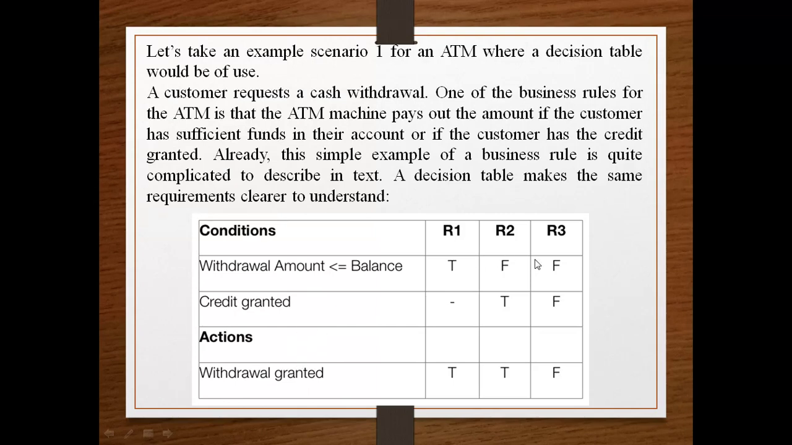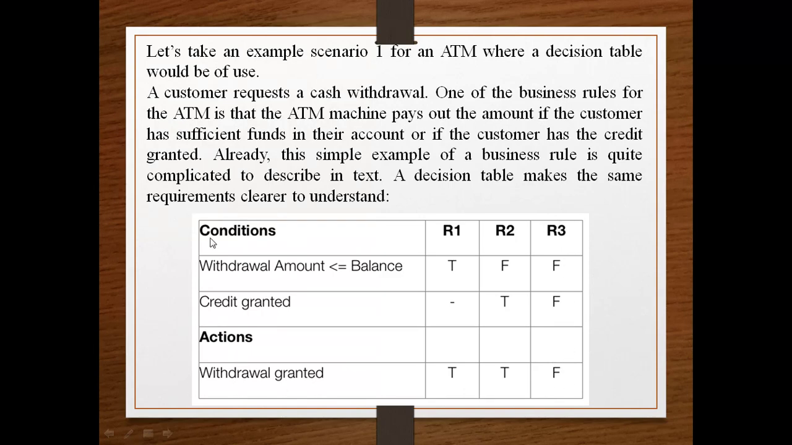Okay, let's go here. Rule 1, rule 2, rule 3. So withdrawal amount is less than or equal to balance, it's true, you write X or you write tick. Then what will be the action? Withdrawal is granted. If rule 2, just check, the withdrawal amount is greater than the balance. So it does not satisfy this condition, but the credit is granted, so I am going to give access for withdrawal. But if both the conditions are false, then I won't allow the withdrawal. So this is how the decision table is made.